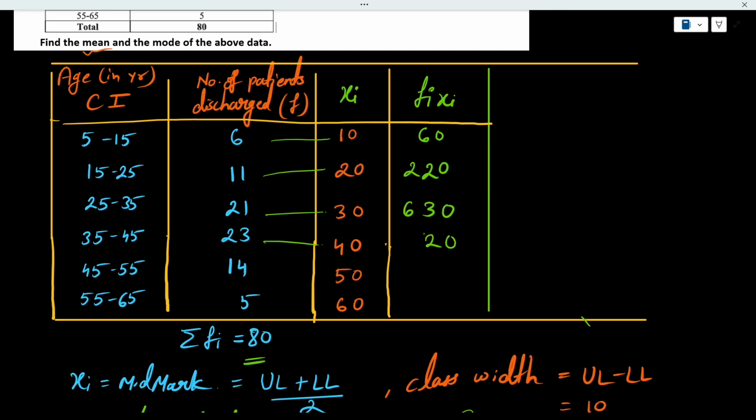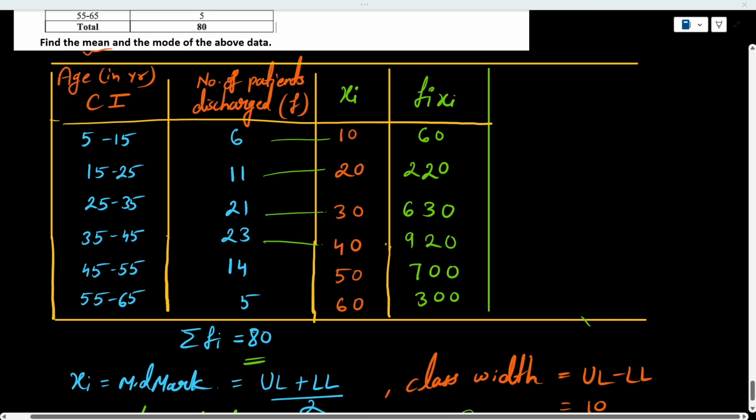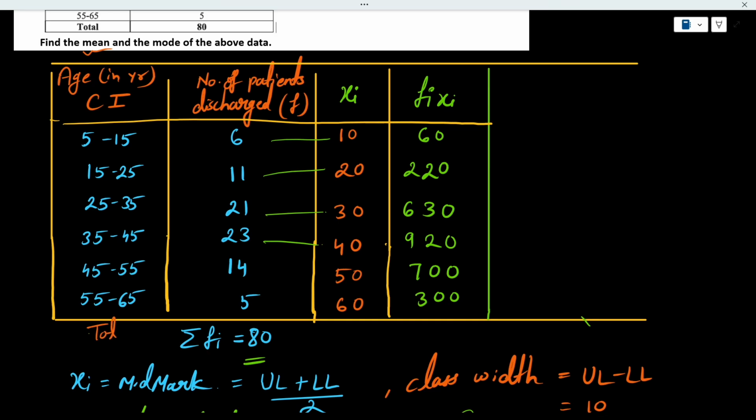4 3s are 12. Then 14 5s are 700, and this is going to be 300, right? And always cross check your values so that there is no mistake, because if you make any mistake in the calculation part here, automatically all your values are going to go wrong. So here you write total, because you are finding the total, and there has to be one more row where you write sigma fi, whatever value you are getting, and here you will get sigma fi xi.